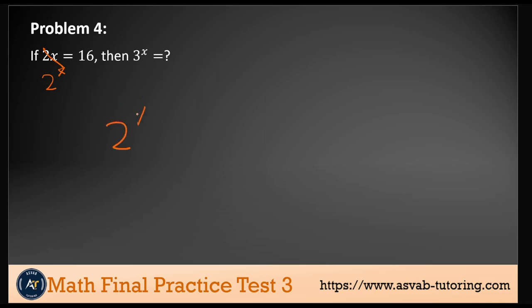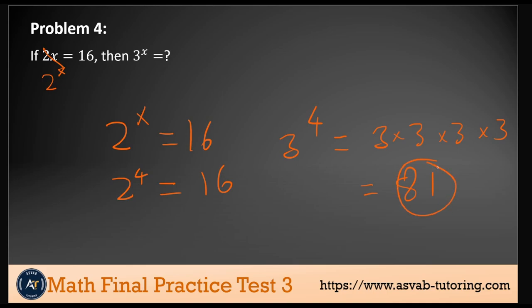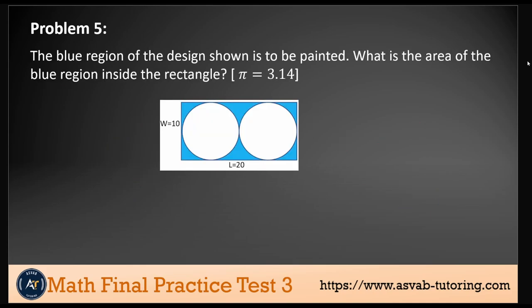First, we get 2 to the power of x equals 16. Well, 2 to the power of what equals 16? Well, 2 to the power of 4 equals 16, because if we do 2 times 2 times 2 times 2, we have to do it 4 times to get 16. If x is 4, then 3 to the power of 4 equals 3 times 3 times 3 times 3, which gives us 81. Okay, wonderful. Let's move on to the next problem.